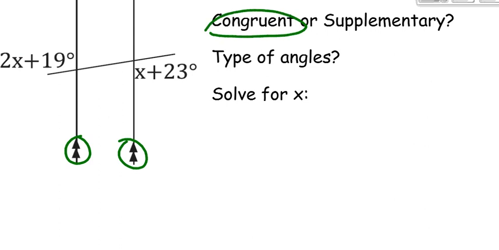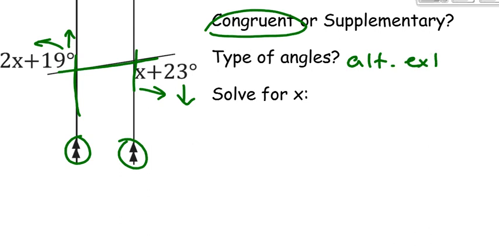And I think that those are called, here's my parallel lines, here's my transversal. These are on the outside of the two lines, and they are on opposite sides of the transversal. So I'm going to call those alternating exterior. And that means they have to be equal to each other. So 2x plus 19 has to equal x plus 23. And you could go ahead and solve for x, and I think x ends up being 4.